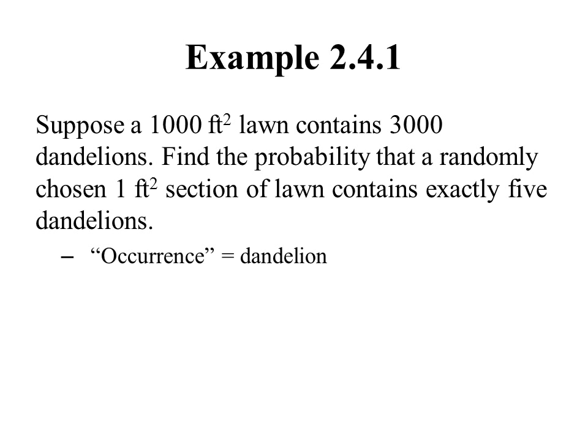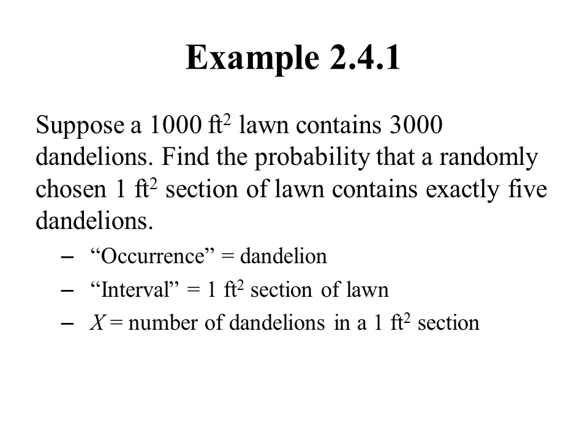In this case, an occurrence is a dandelion, because that's what we're interested in. And then an interval, in this case, is a 1 square foot section of lawn. And so then our random variable x is the number of dandelions in a 1 square foot section. And we're going to assume that x has a Poisson distribution. This is a reasonable assumption based on the description of the scenario.